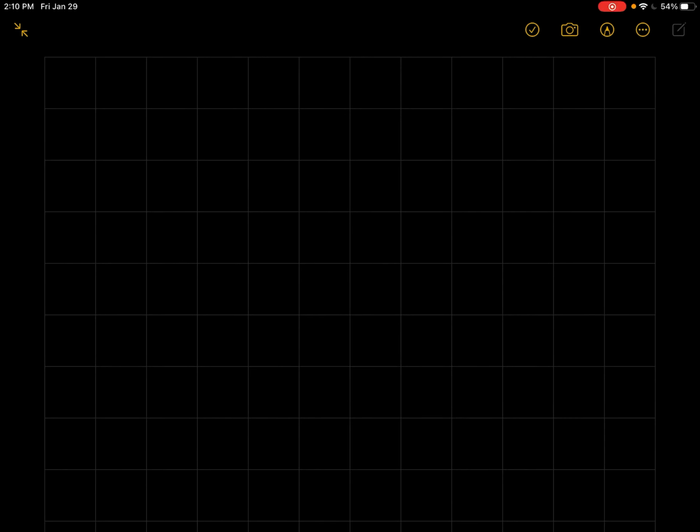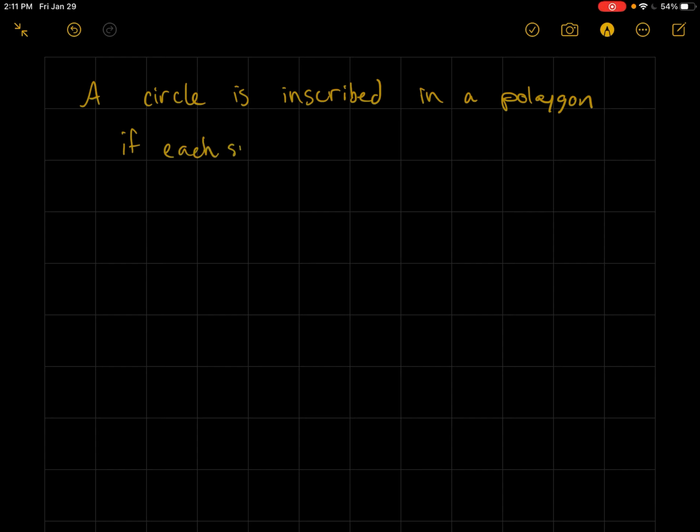All right, our last set of solving questions, our last piece of information here is two more vocab words. So we have a circle, and our vocab word here is inscribed in a shape or a polygon if each side of the polygon or shape is tangent to the circle.